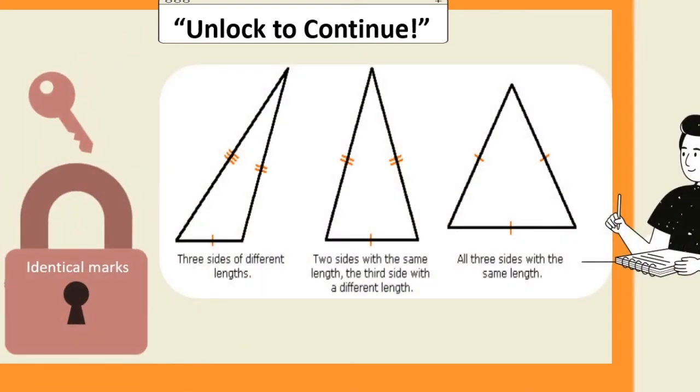Next to unlock is identical marks. The first triangle consists of three sides of different lengths. Next, two sides with the same length and the third side with a different length. While on the third triangle, all three sides have the same length. We can see the identical marks present on these three triangles.